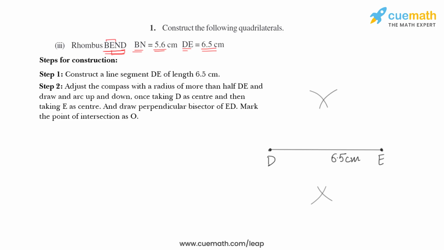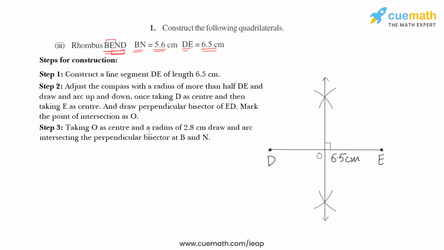Now draw a line. The line passing through these two points of intersection will be the perpendicular bisector of ED. Why perpendicular bisector? Because the diagonals of a rhombus bisect each other at 90 degrees. This is the perpendicular bisector of DE, that is, this angle is 90 degrees. Mark this point of intersection as O.